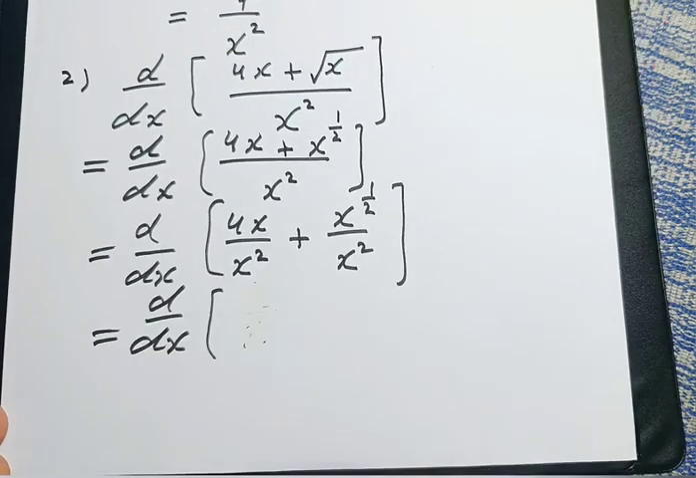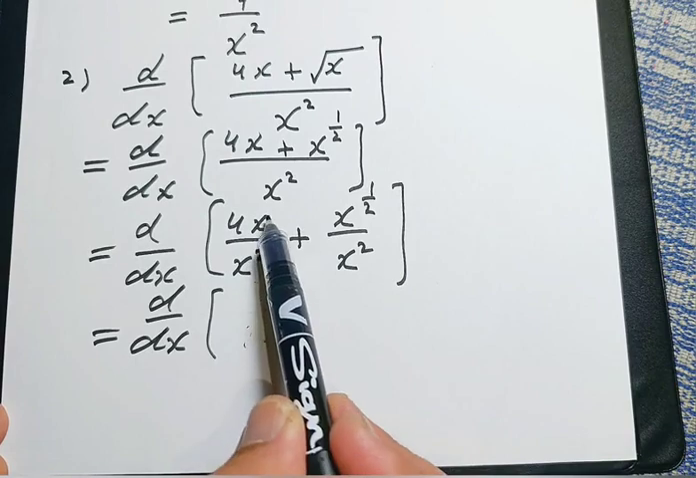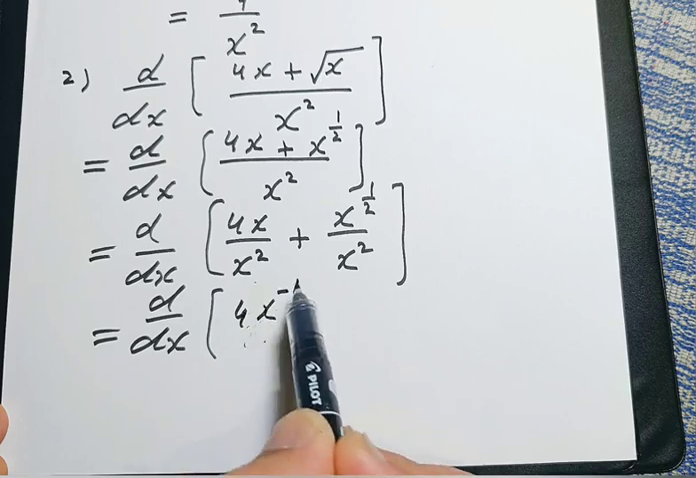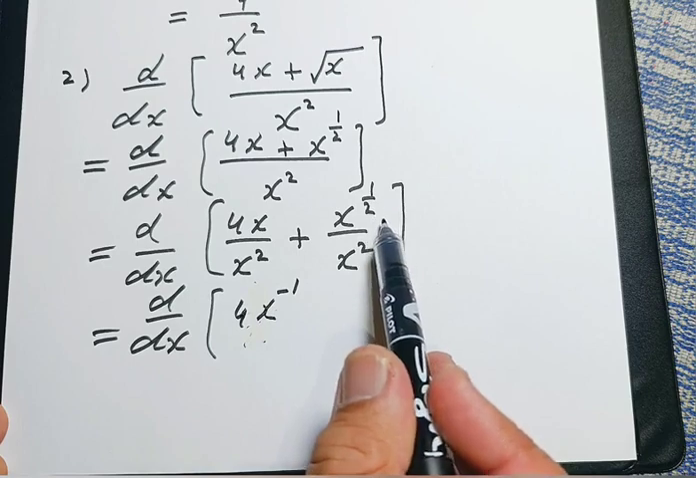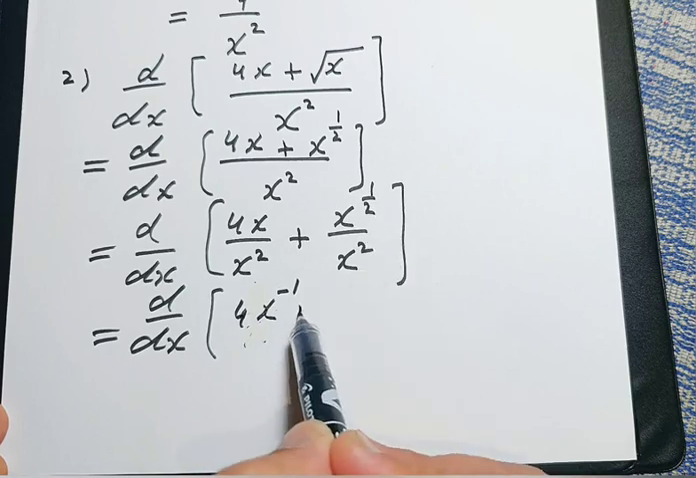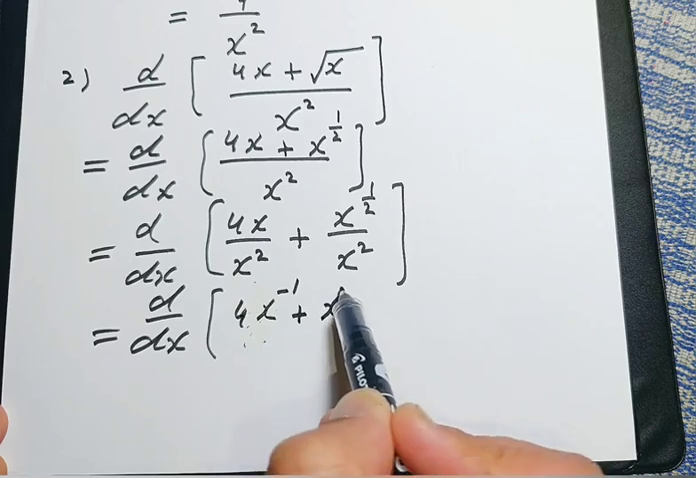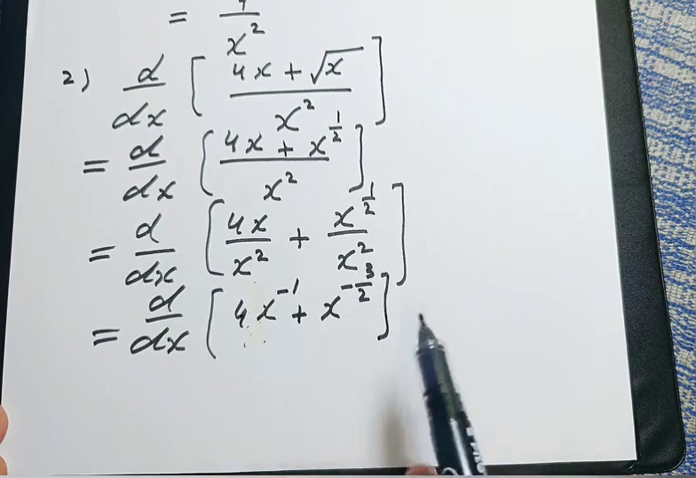Now we're going to simplify. The x power 2, if I take it up, becomes minus 1 minus 2, so it's 4x to the negative 1. And for this one, x power 2, I take it up, it becomes 1 over 2 minus 2, which is going to be plus x to the power negative 3 over 2. You must use the calculator, right?